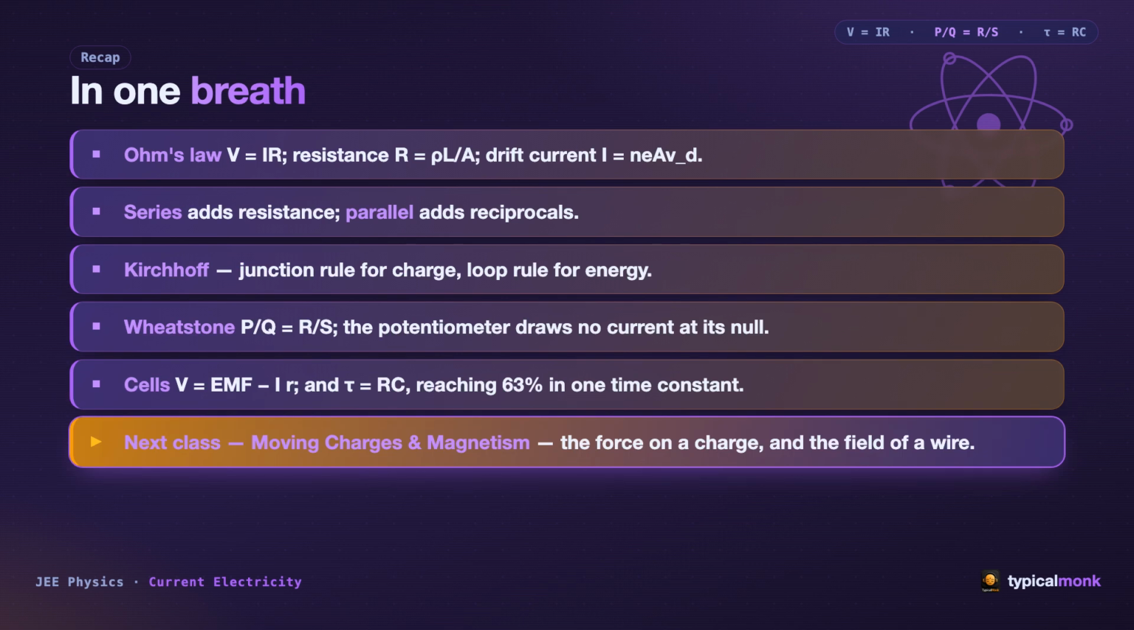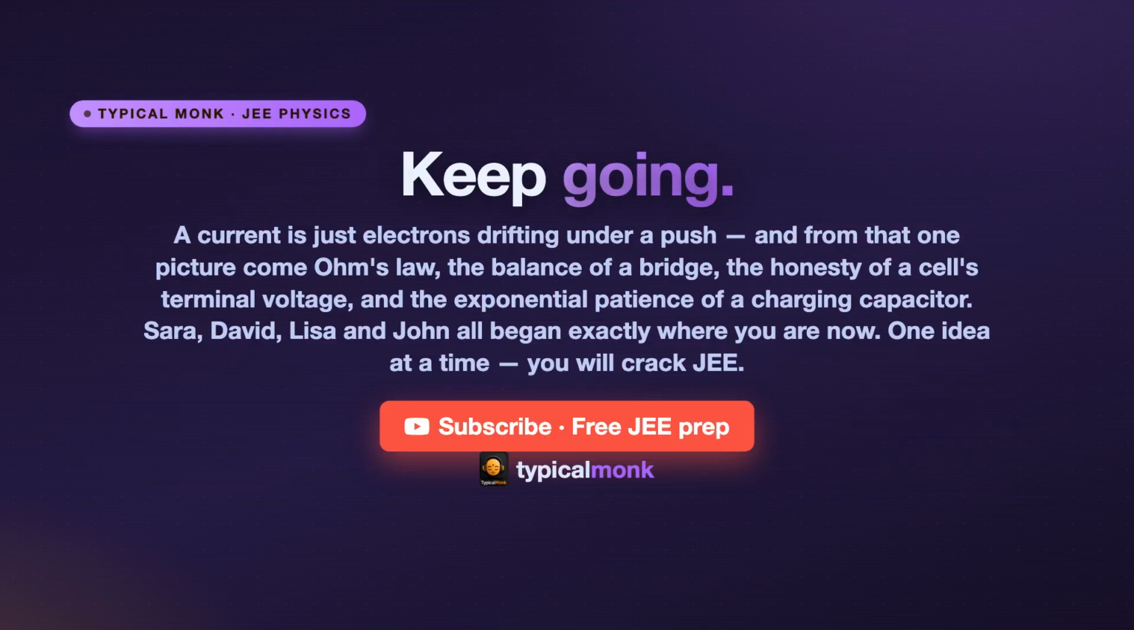Next class, moving charges and magnetism, the force on a moving charge and the magnetic field of a wire. A current is just electrons drifting under a push. And from that one picture come Ohm's law, the balance of a bridge, the honesty of a cell's terminal voltage, and the exponential patience of a charging capacitor.